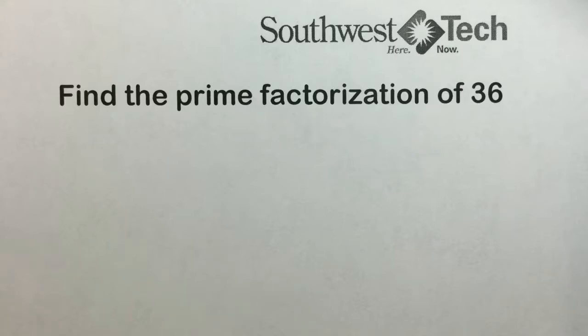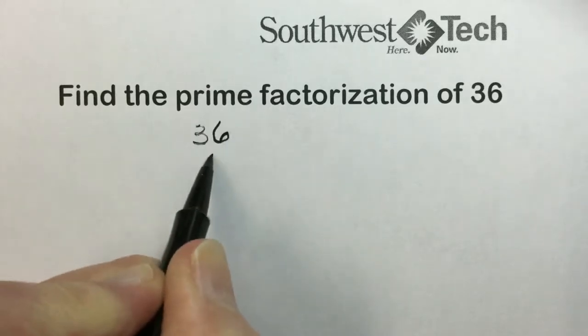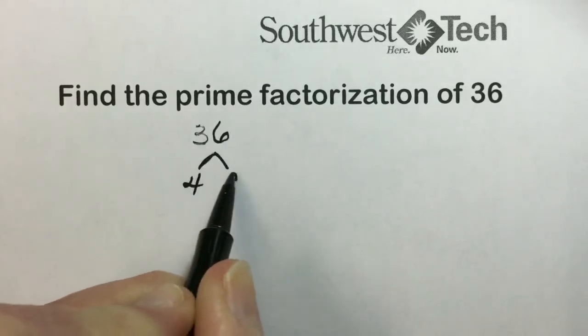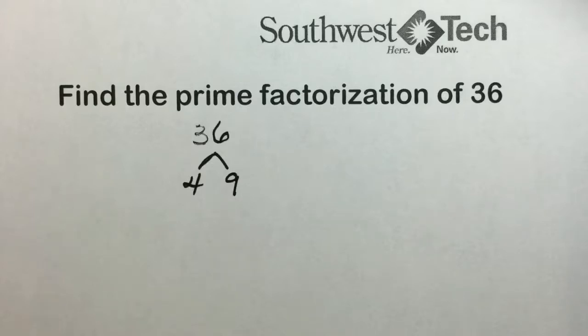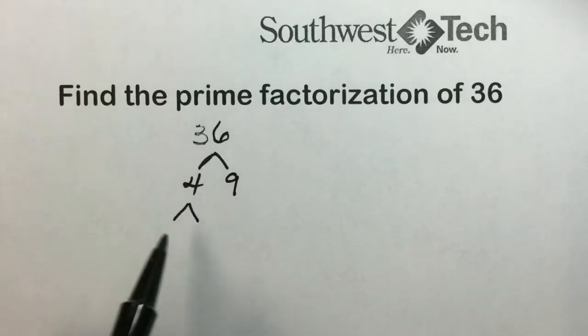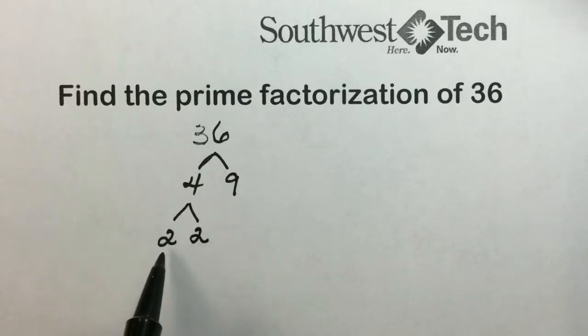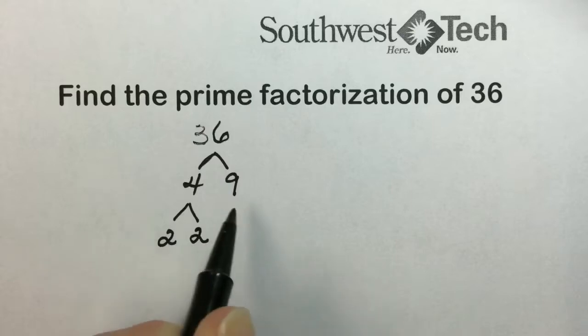We first factor this number any way that we can, such as 36 is the result of 4 times 9. Each of these numbers are not prime, so we break them down further. 4 is the result of 2 times 2, each of which is prime, so we're done here.